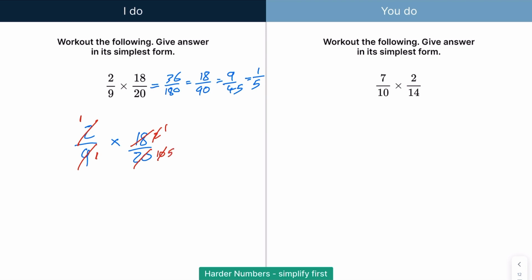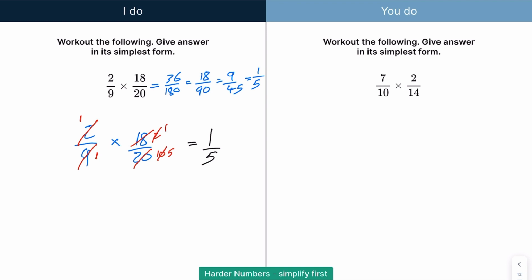They both divide into 2, and finally that gives me 1 times 1, which is 1, and at the bottom it gives me 1 times 5, which is 5. And you can see I've gotten to the exact same answer, but I've made my life a lot easier by cancelling down.